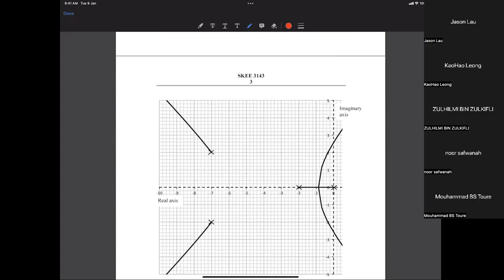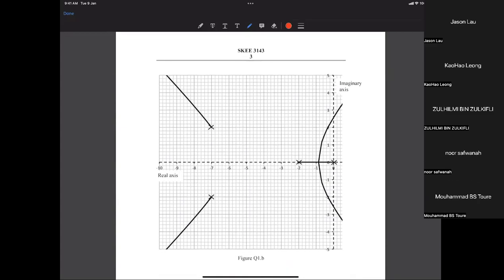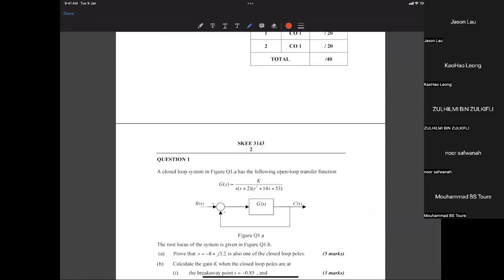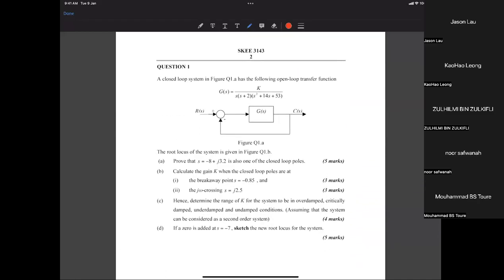So this question plot is given as usual. If you have a printer, print it. Or if you don't have a printer, you can ask your friends to duplicate some copies. Right. So this is the questions.